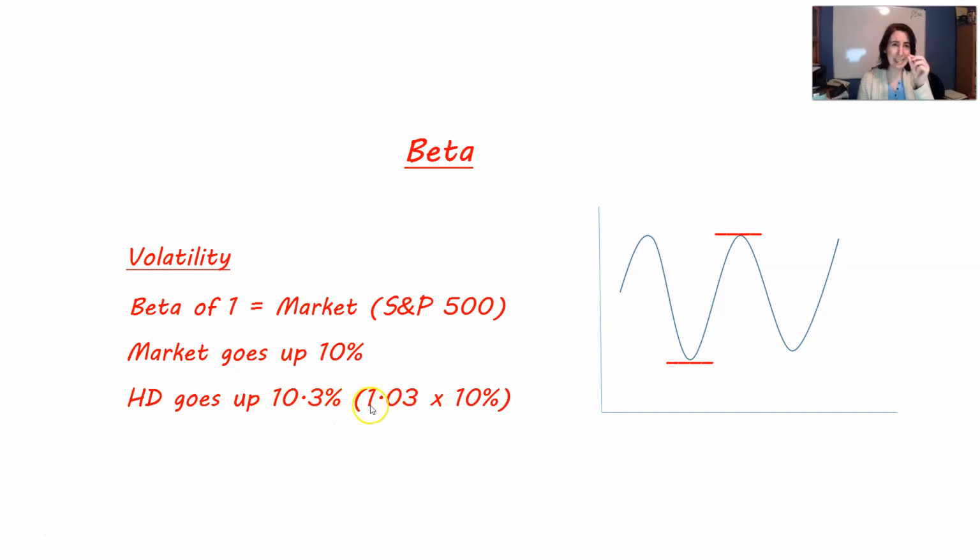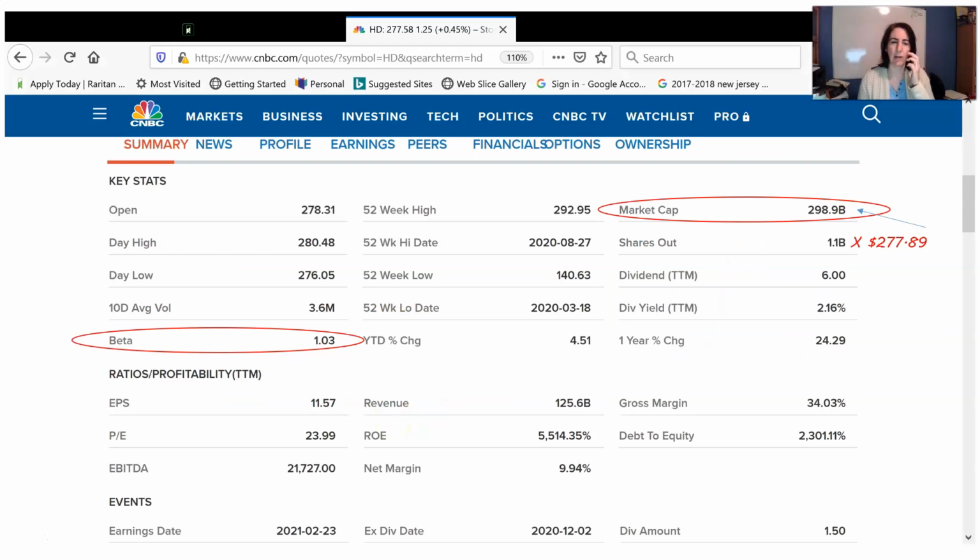So it's a little teeny bit more volatile than the market, but for all intents and purposes, it is tied to the market fluctuations. Okay, so if there's a drop in the market, it's going to drop, and so on.